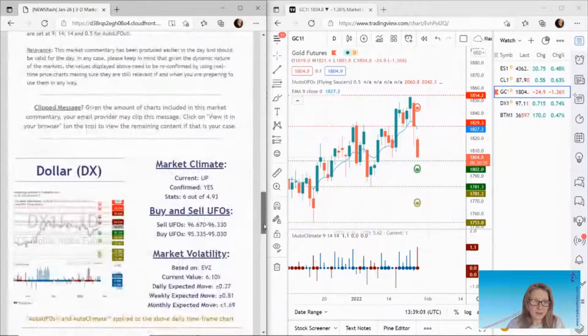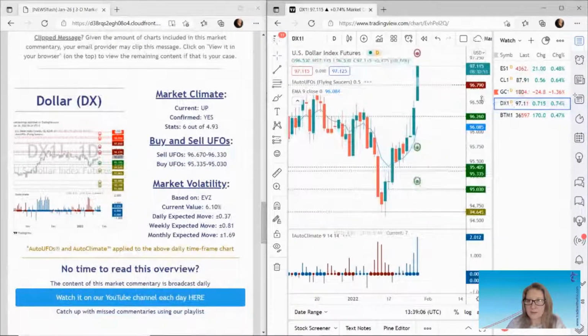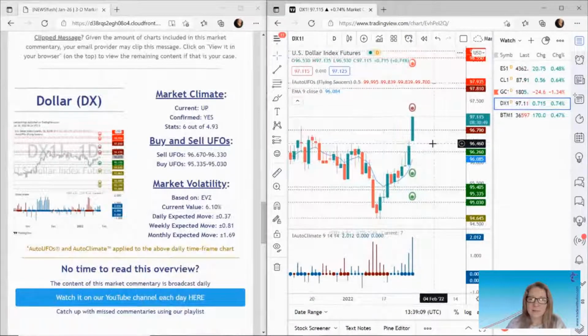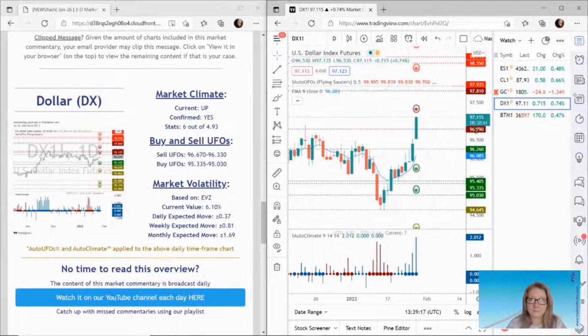Okay, so the next market is the US dollar. And as I load this, just to remind you that everything that we're looking at here has to do with probabilities and statistics. It's not guaranteed. Nothing is in life, let alone in the markets. We want to make sure that whenever we're trading, we're managing our risk just in case we're wrong.